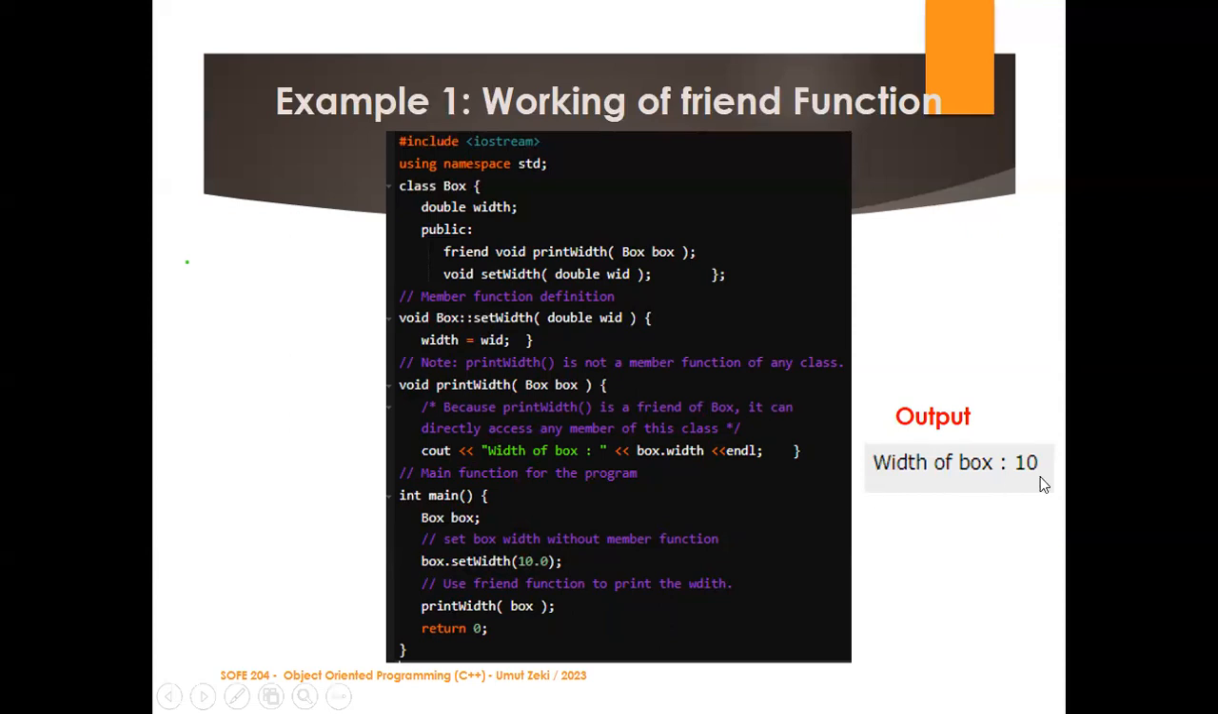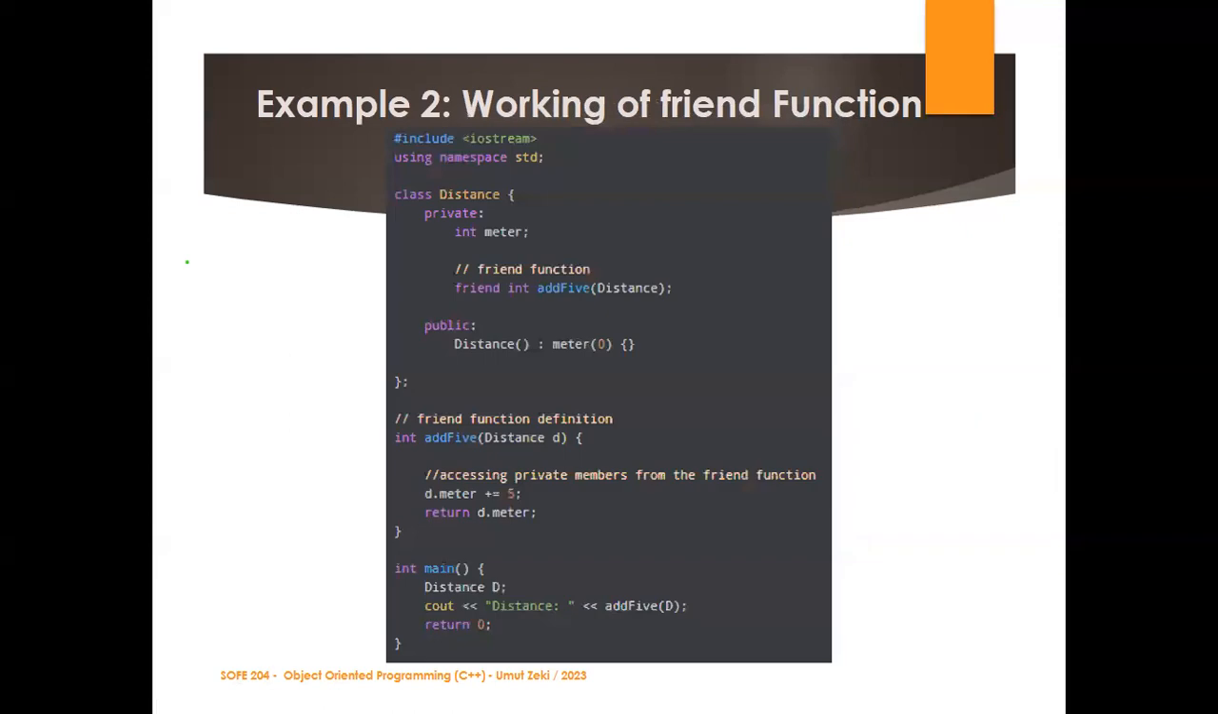So the output is 10 because we are trying to just take the value instead of using a getter function, by using a friend function. Okay, another example.